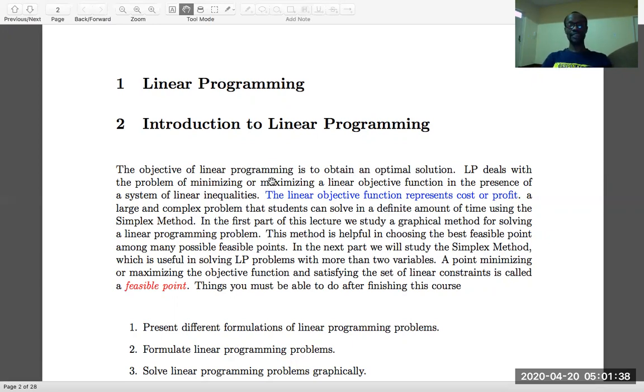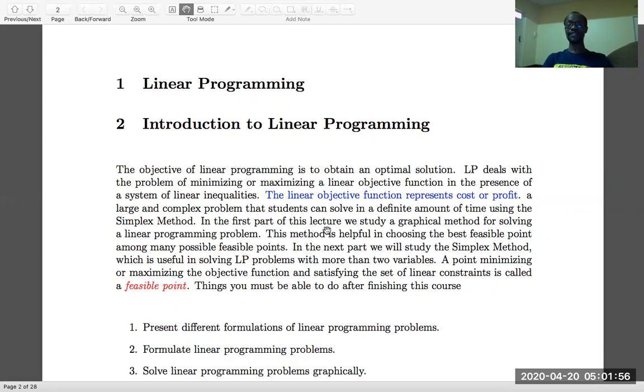A larger and more complex problem is one that a student can solve in a definite amount of time using the simplex method. Later, when you have a multivariable linear programming problem, we might need to use another method, i.e. the simplex method or the big M method, to solve it.